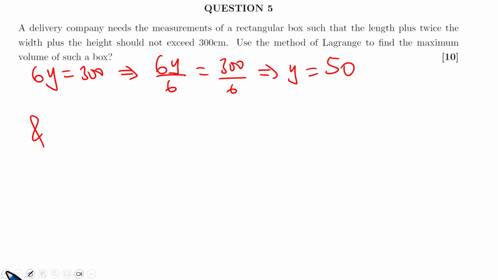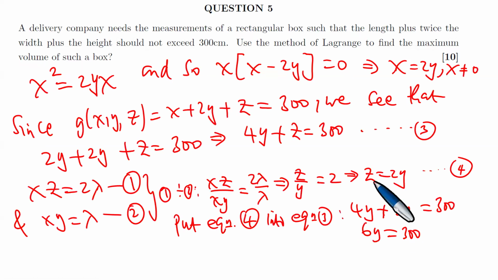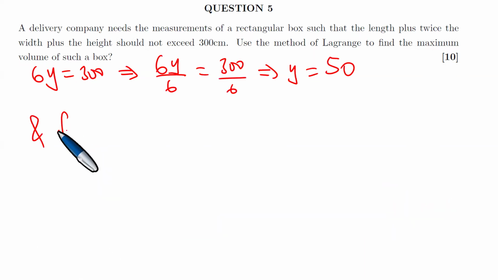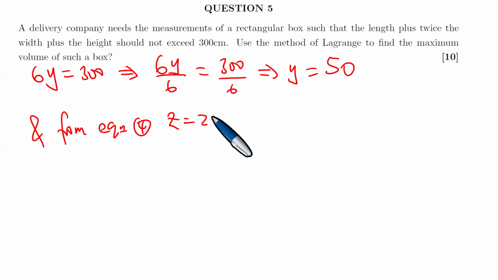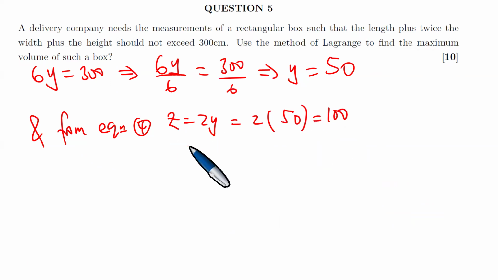And now we just substitute into these equations. Z is 2y, equation 4. From equation 4, z is 2y, so that is 2 times 50. We want to get x, y, and z, remember. 2 times 50 is 100. So z is 100. And then it remains to get x as well.